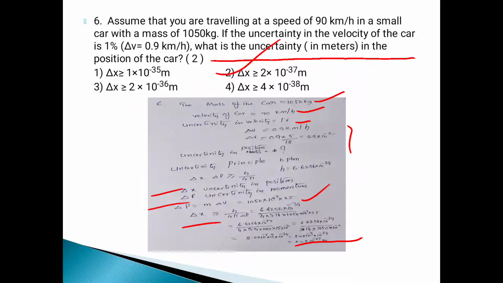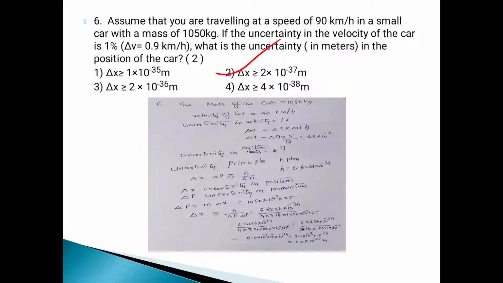Here it is also very simple. The only thing is we have to write the uncertainty principle, and calculate the uncertainty in velocity. That should be converted into meters per second, that is, it should be multiplied by 5 by 18. That's the only thing. The remaining we can just substitute in the equation, and we will get the answer.